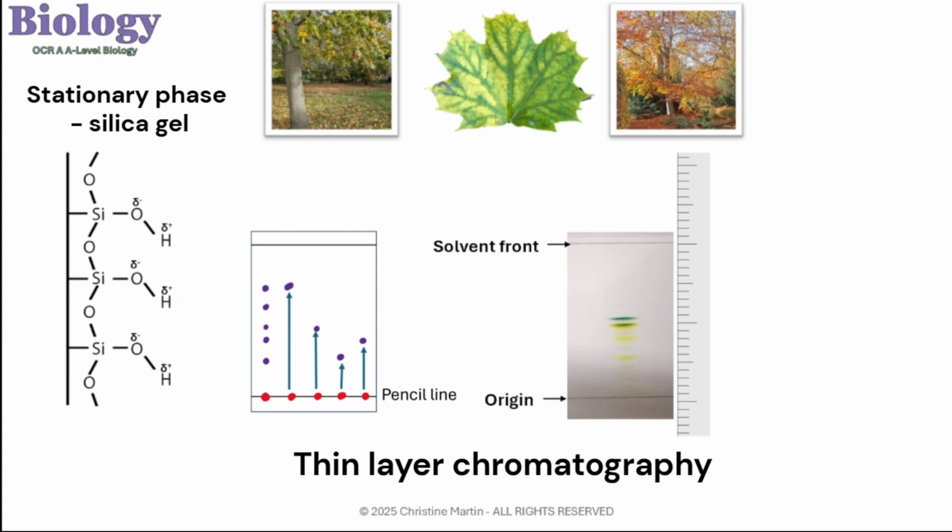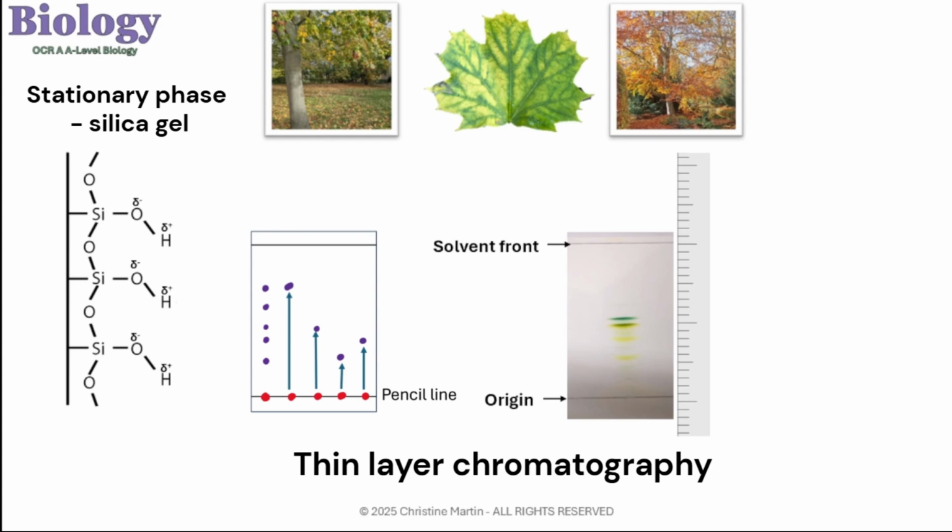The TLC plate is placed upright in a beaker containing an organic solvent, the mobile phase. As the solvent moves up the plate by capillary action, the pigments dissolve and travel with it. Each pigment has a different solubility in the solvent and different attractions to the stationary phase. This causes them to move at different speeds, resulting in separation into distinct bands on the plate.